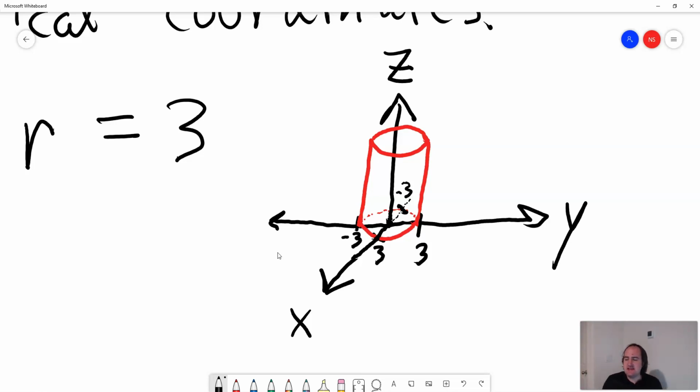Okay, and then z just goes up and down. But because they only told us what the radius was, it's actually going to give us a cylinder like this. Okay, and for this cylinder, the interesting thing about it is because they don't give us z, it goes up forever and it also goes down forever. So technically, to keep drawing it, I could draw it going all the way down here.